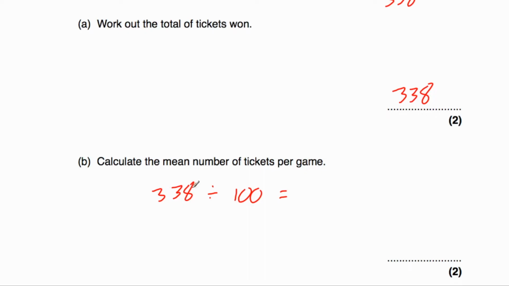So 338 divided by 100 will be 3.38. So that means that Lily wins 3.38 tickets per game as her mean number of tickets won per game. Okay, and that's that. So let's have a look at our next question, question number 4.